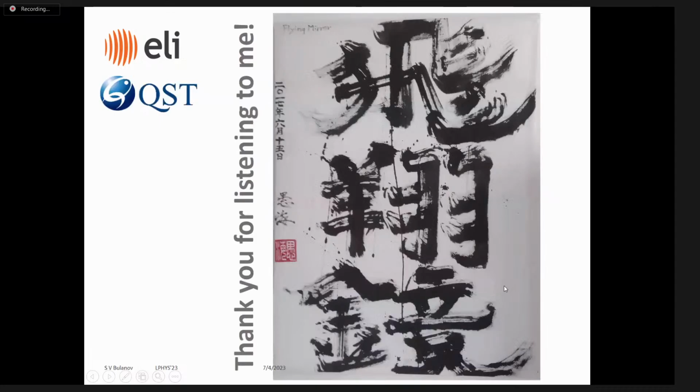And it's the end of my presentation. And here you see Japanese calligraphy, where it is written a relativistic flying mirror. Thank you for listening to me.